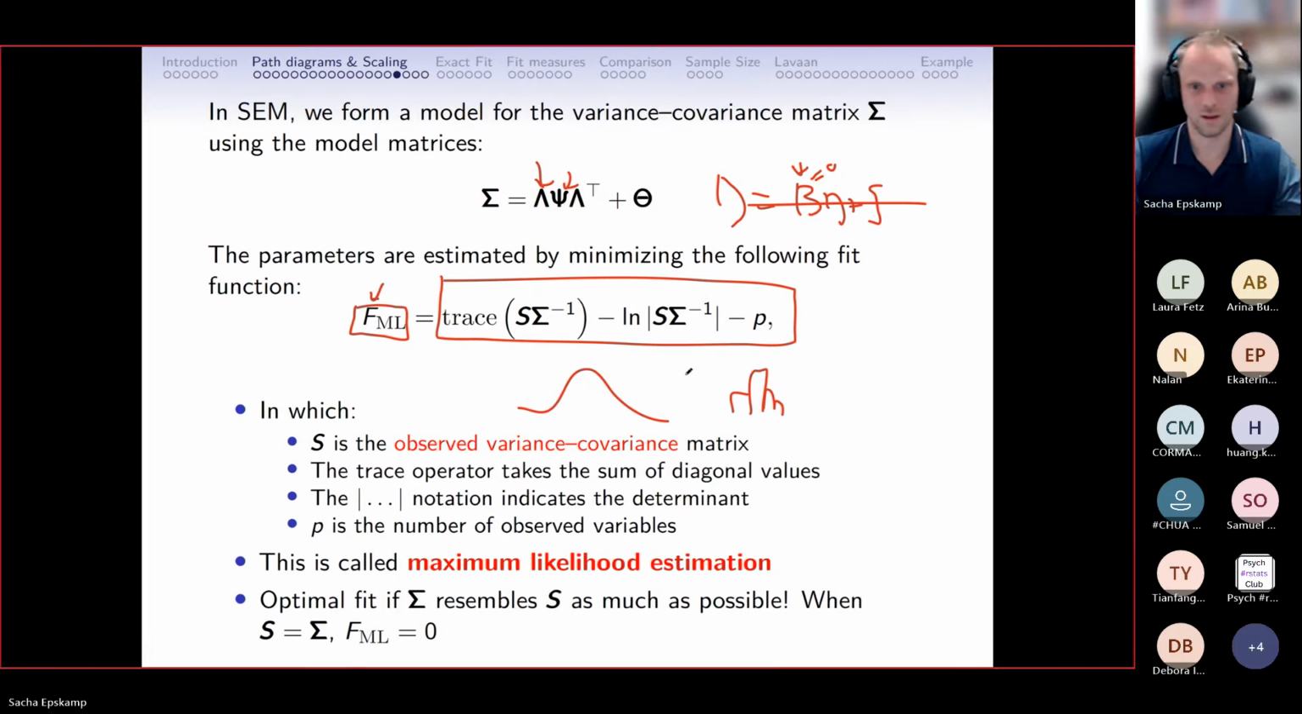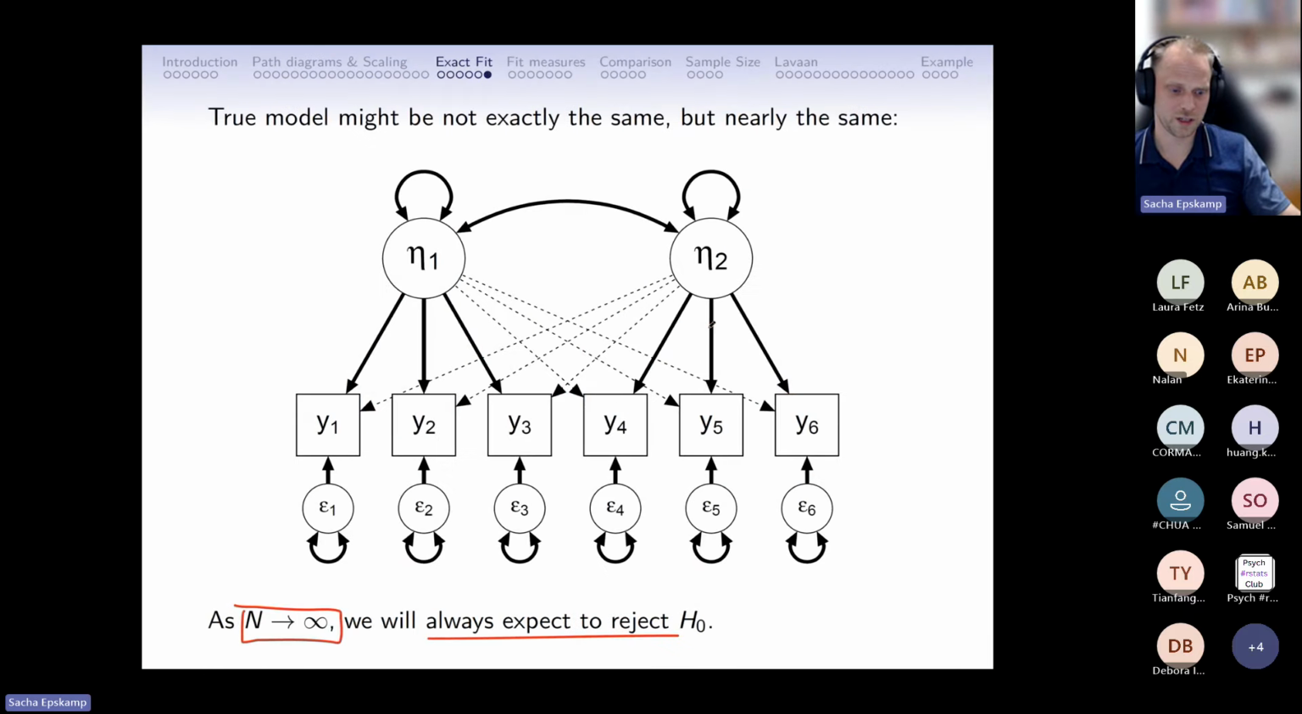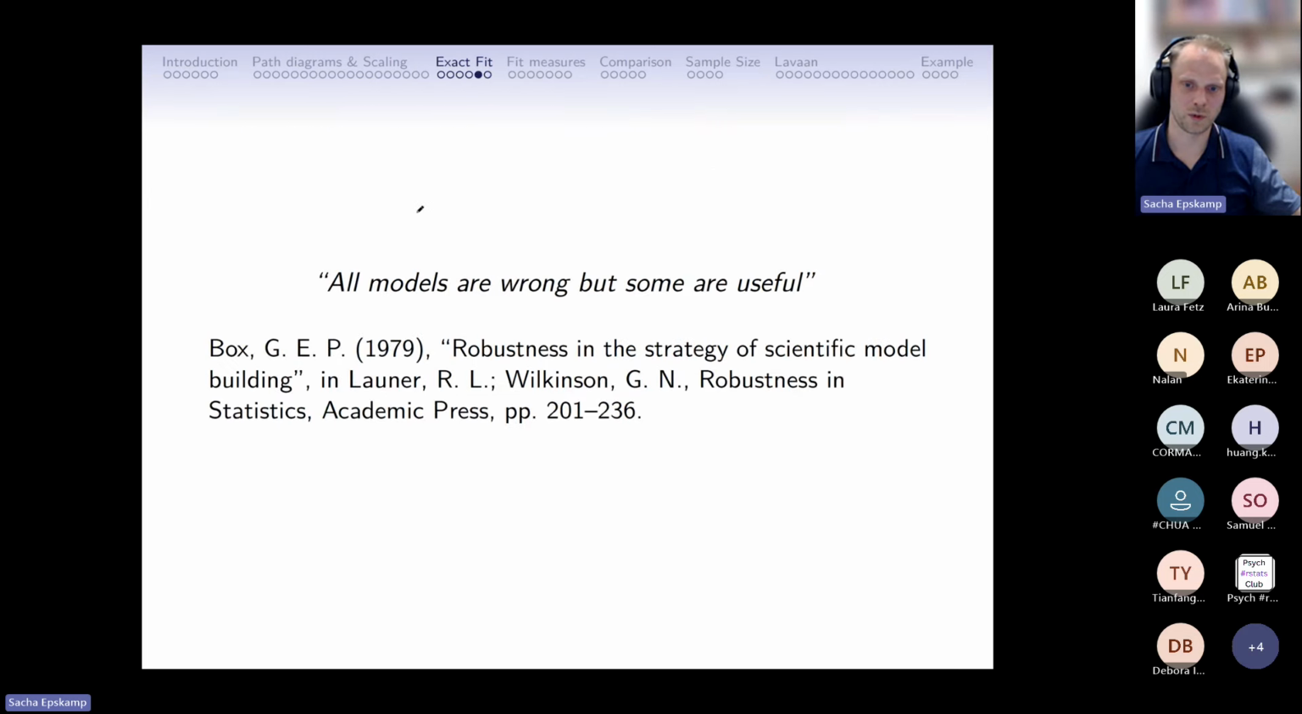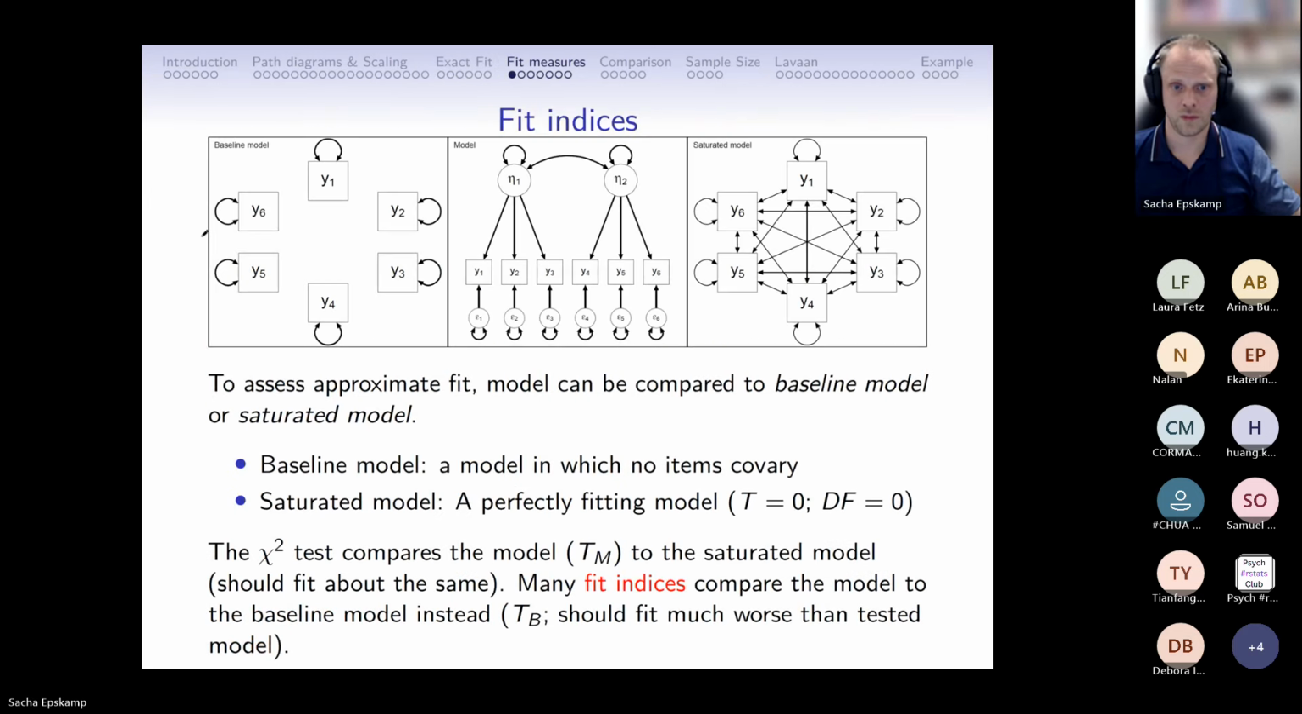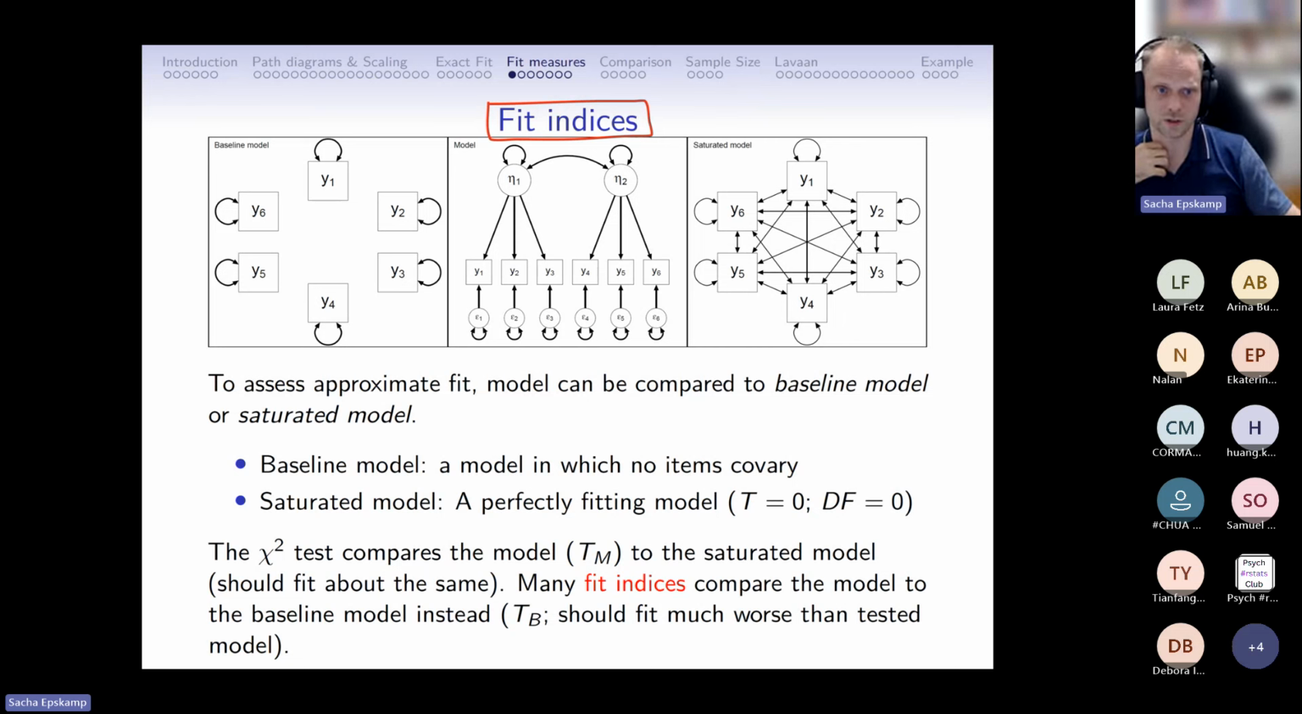All right. So we're rejecting exact fit. We have a significant chi-square test. Is that a problem? Not necessarily. It might be that the model is wrong, but it's still useful. For this reason, there are a lot of fit indices that have been proposed in the SEM literature to get an idea of whether the model is still good or not. All these fit indices are numbers we can interpret, and they try to tell us, okay, the model might not be exactly right, but it's still extremely useful.